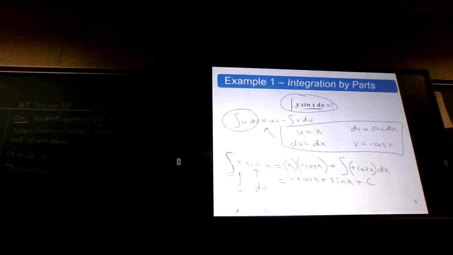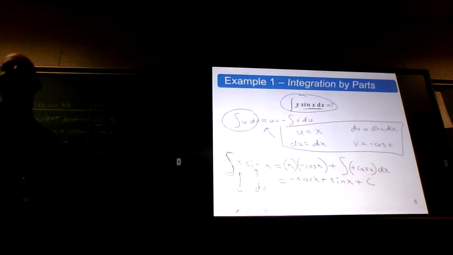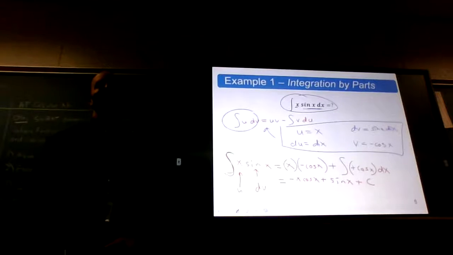Kind of part of the reason we're not putting the c in there is because we're doing it now. There is a constant of integration, but we just deal with it later. It's kind of like when we integrate both sides of the equation, we usually just put plus c on one side.